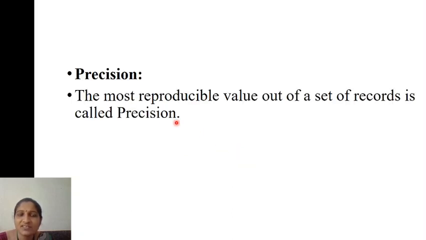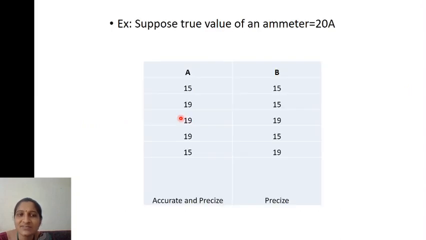Precision. Precision is nothing but the most reproducible value out of a set of records. That means how many times the same value is going to be reproduced. Suppose you consider 10 times, then in those 10 times, how many times the value is obtained repeatedly? That is nothing but the precision.